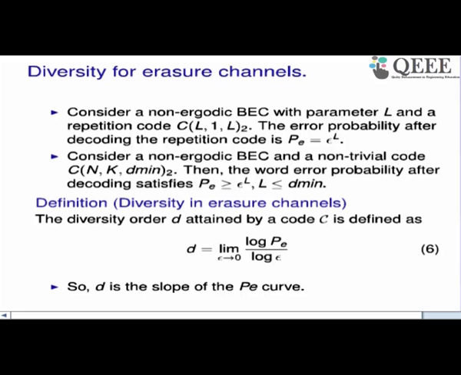Yes, any questions here? So now we have formally linked diversity order and degrees of freedom. Remember that.